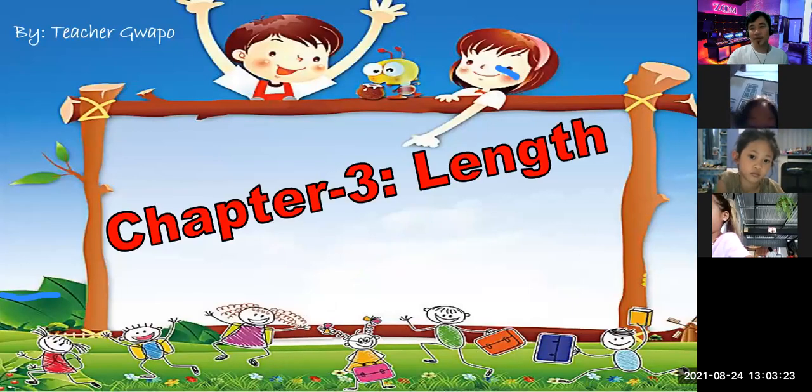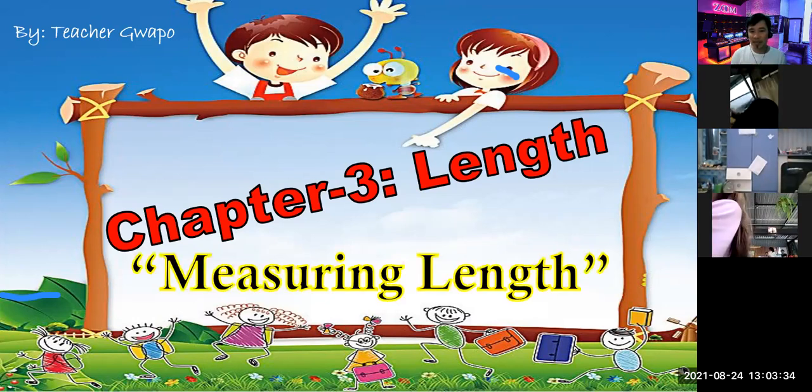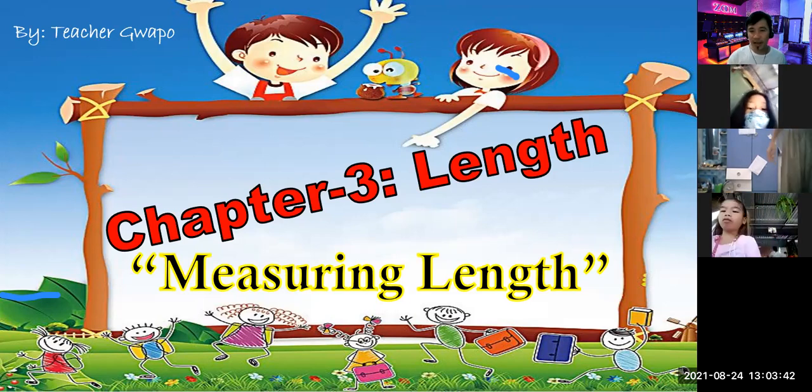Since we are now in chapter 3, which is about length in your book, if you have a book with you there, you can open your book, and we will be discussing measuring length. But before that, we have a short review from when you were in grade 1. How do we measure length?